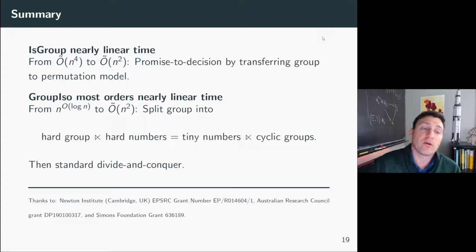So in summary, here we are. We can now test if something is a group in nearly linear time in a deterministic single tape Turing machine, and we can test isomorphism of groups of most orders in nearly linear time.